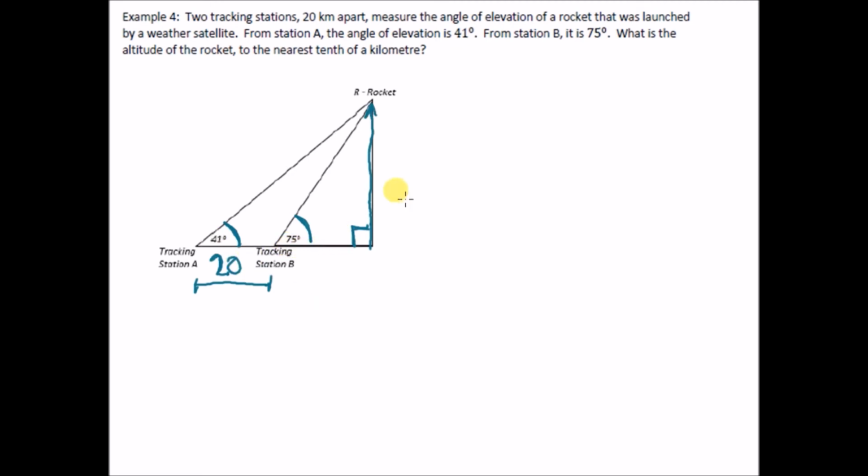Okay, so I'm just going to label this. I'm going to label the altitude H for height, and I'm going to label from the tracking station B to the base right here, X. So let's use sine 41 over H.